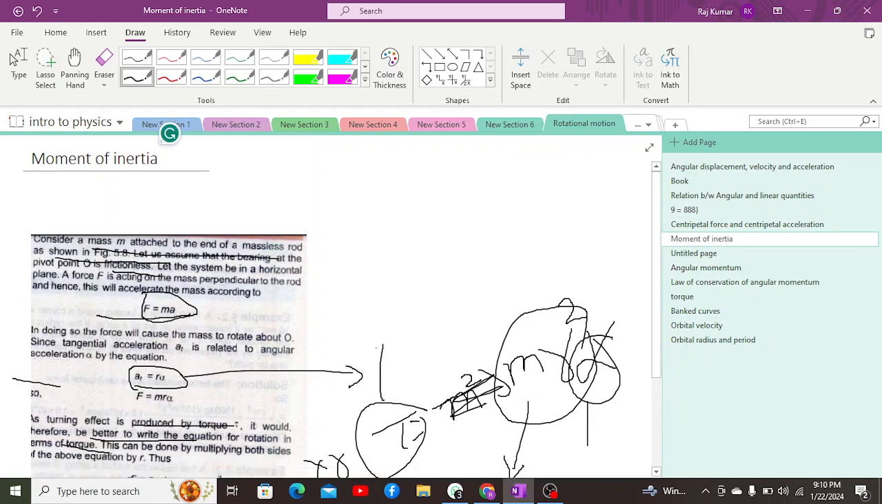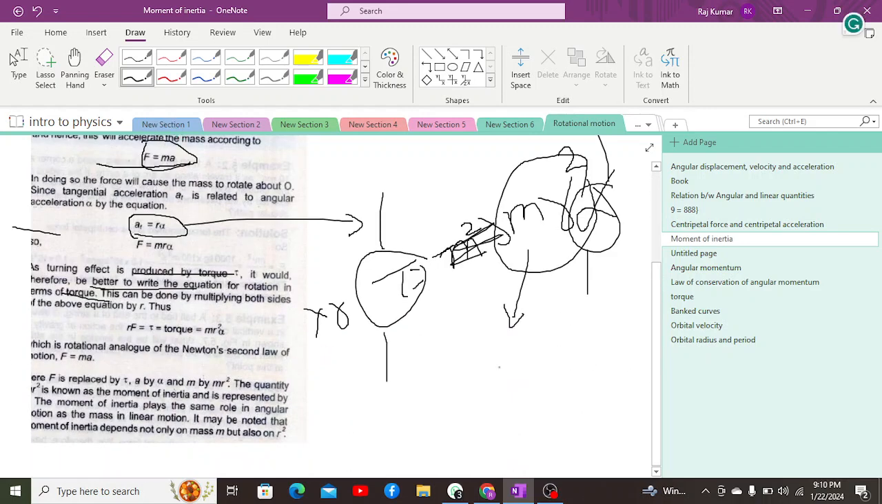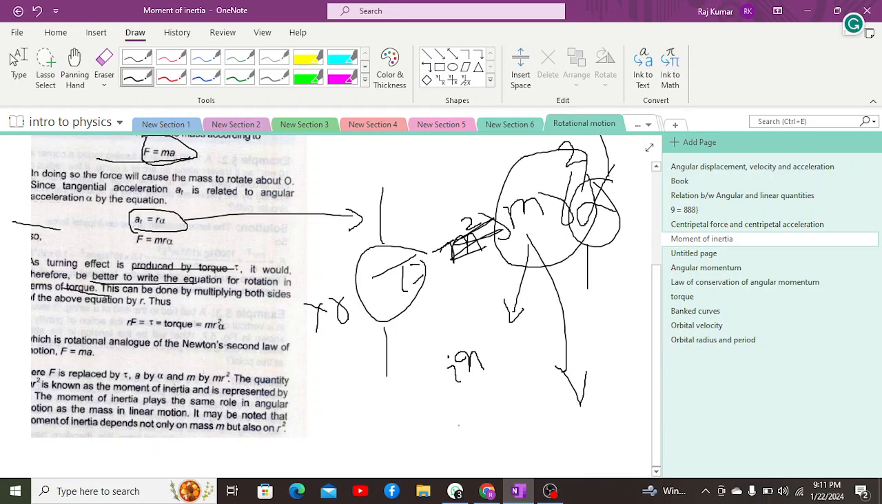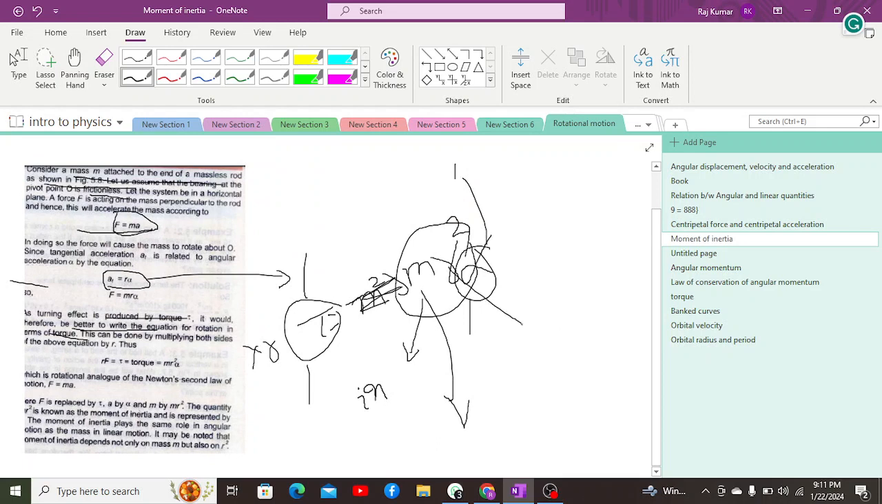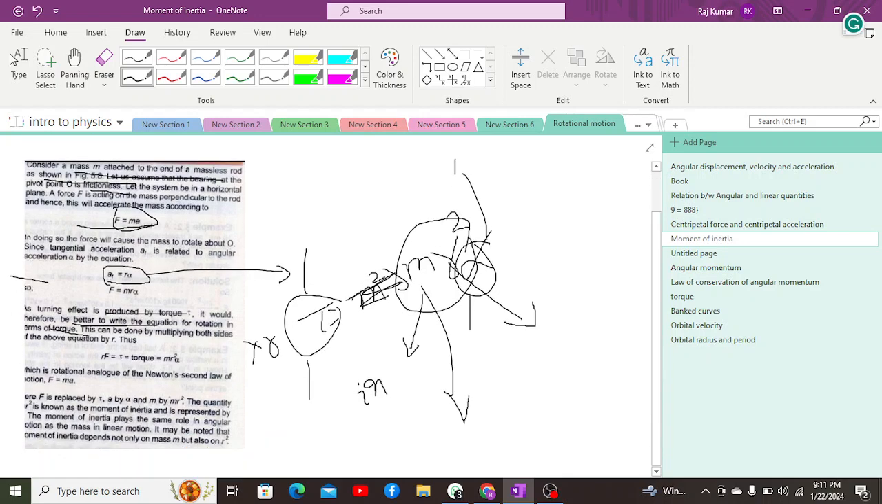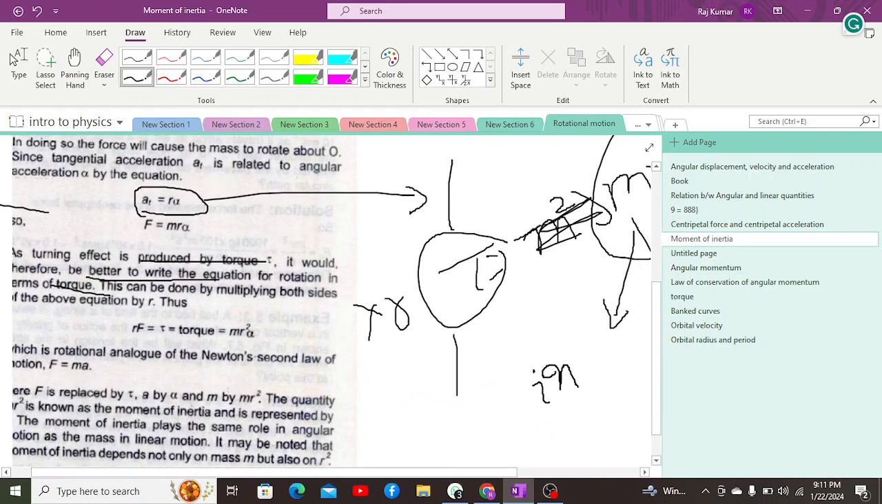Here force is also known as moment of force, angular momentum is also known as moment of momentum, and moment of inertia is derived from inertia. Inertia depends on mass, and moment of inertia depends on mass as well as a perpendicular distance. Here r is not the radius, it is the perpendicular distance, squared, perpendicular to the center of the circle. Apart from that, F is replaced by tau, a by alpha, m by m r square.